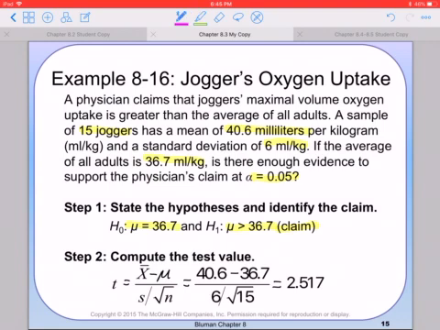All right, so here we go. We've got to draw our bell curve. We're doing the t-test because sigma is unknown. Okay, it's a right-tailed test. Then we have to figure out what the t-value is. Before we compute it, let's figure out the critical value.